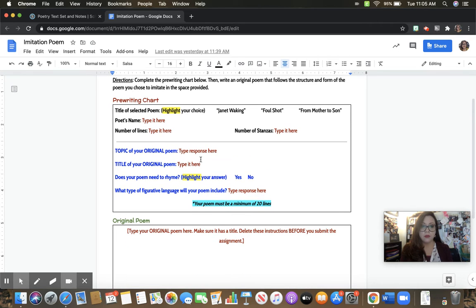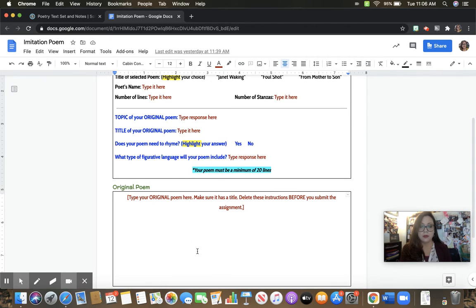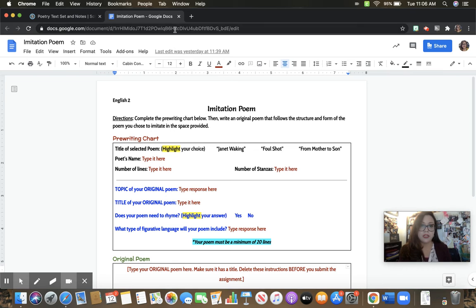You'll need to know whether your poem needs to rhyme, and what type of figurative language it includes. I've given you some examples. Your poems all have to be a minimum of 20 lines, but depending upon the one you choose, you probably want to model it after whatever one you selected. Then you'll tell me what your original poem is going to be about and give it a title. Here you will type the actual poem, and make sure you delete these red instructions before you submit the assignment. Failing to do that will result in point loss, so make sure you do it.